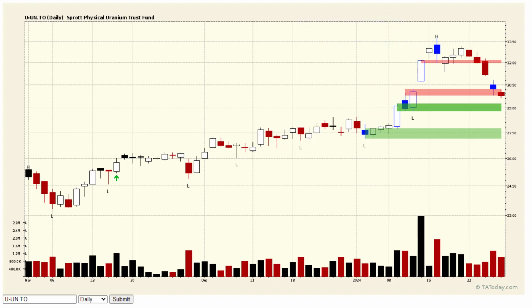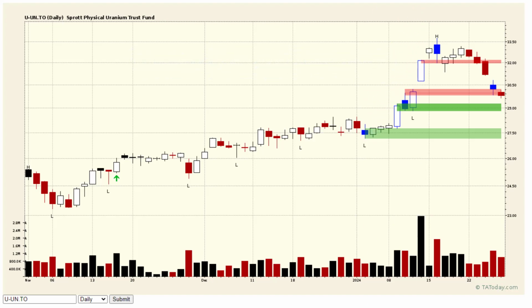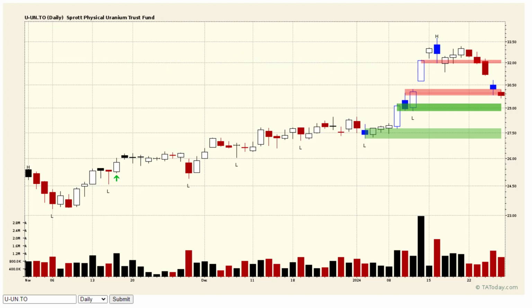Is it a top? To answer that question, remember the last time we reviewed the physical uranium, I think it was about the 15th of January. We noted it had gone parabolic, and at the end of that video, we told you what we expected to take place, what that retrace would look like, and how you could use it to position better. Let's play that clip.